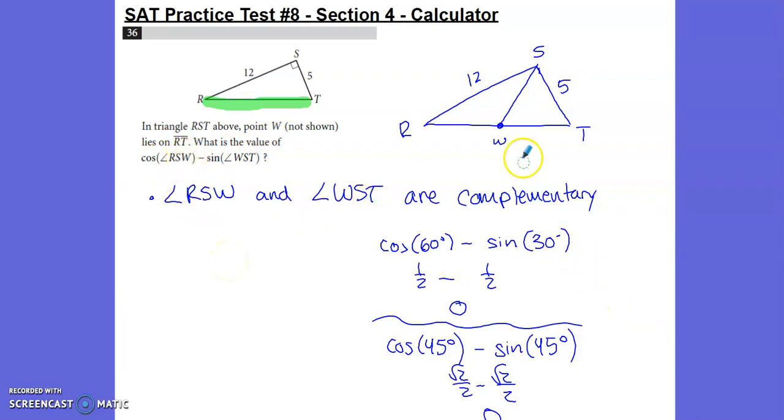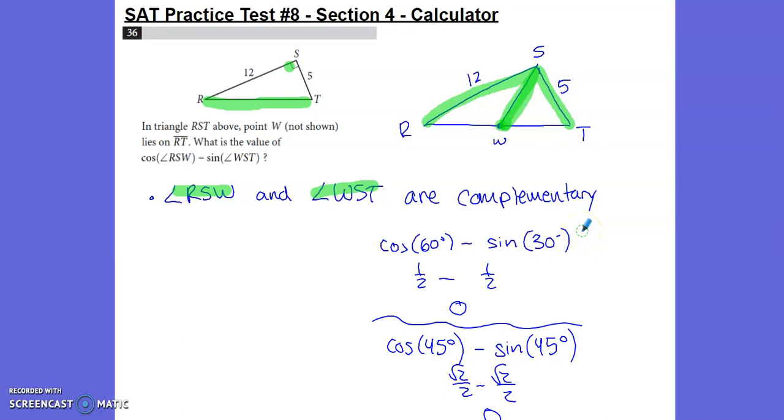So what I did is I redrew the picture. I put point W there, and I just wanted to try to visualize what these angles were. Angle RSW would be there, and then angle WST would be back up along that same length, but then back down this other side. So I know up in this corner here, I have a 90-degree angle. That's a right angle on the original triangle. So these two angles that we're dealing with, RSW and WST, they're complementary. They add together to give 90.